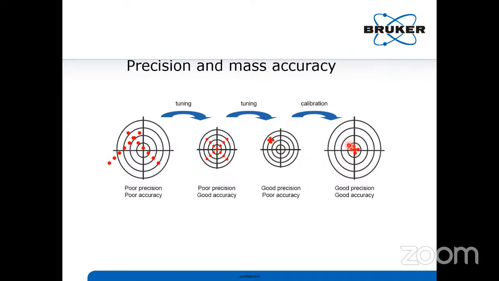The fourth one, which is the ultimate one, what we expect from one ideal mass spec. Your precision, how many times you analyze same sample today, tomorrow, day after tomorrow, it should give same result. And accuracy, it should match with the theoretical mass.